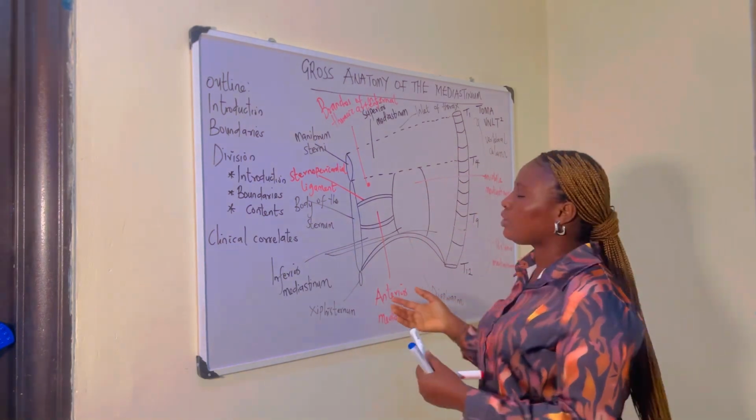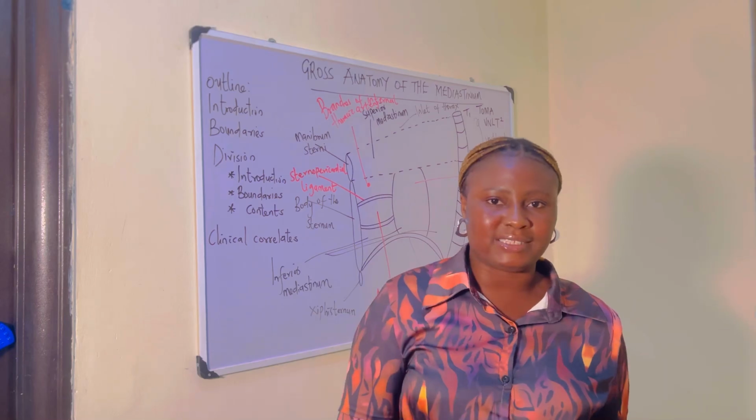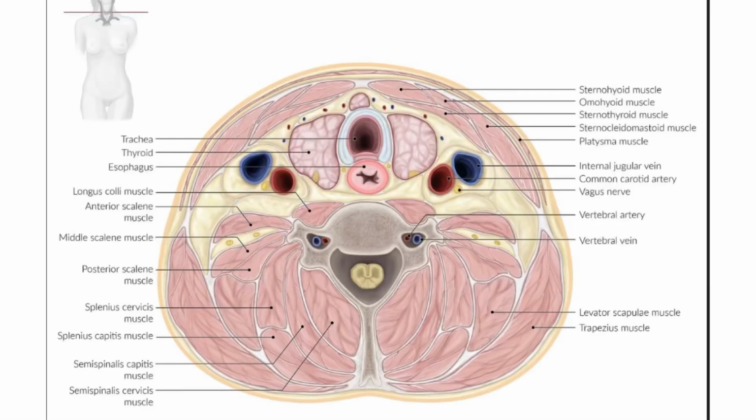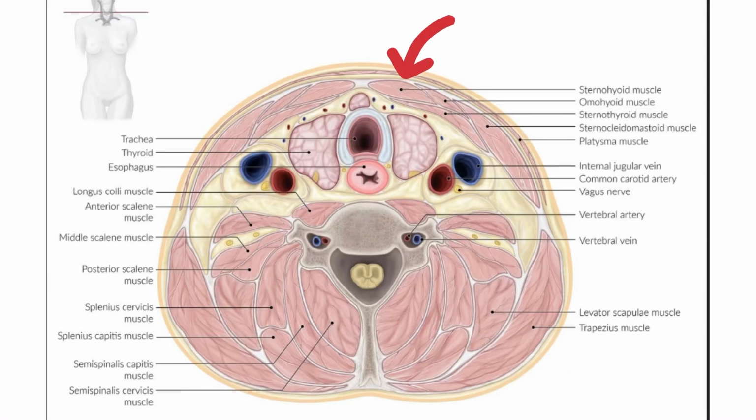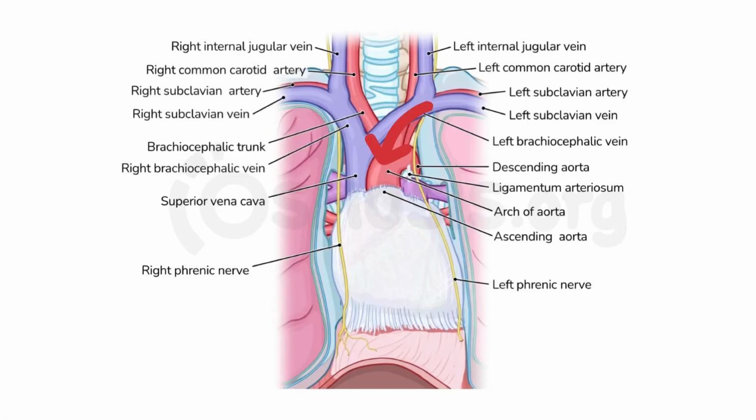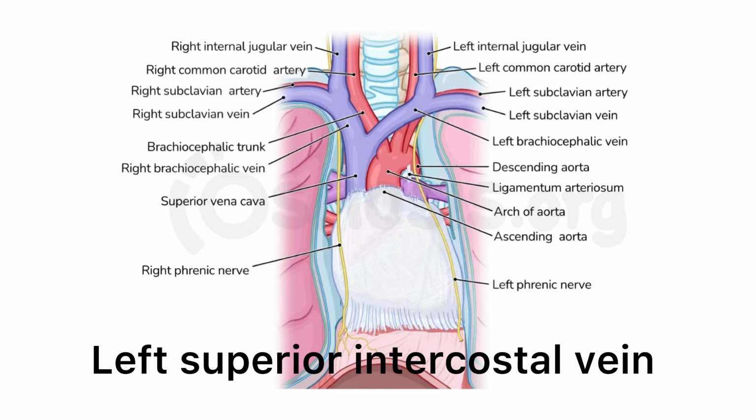I'm going to be using a diagram to explain the contents of the superior mediastinum. The contents include the trachea and the esophagus, as I've said initially, and the muscles that include the origin of the sternocleidomastoid, the sternothyroid, and the lower ends of the longus colli muscle. Then we have the arteries, which include the arch of the aorta, the brachiocephalic artery, the left common carotid artery, and the left subclavian artery. For the veins, we have the right and left brachiocephalic veins, the upper half of the superior vena cava, and the left superior intercostal vein.